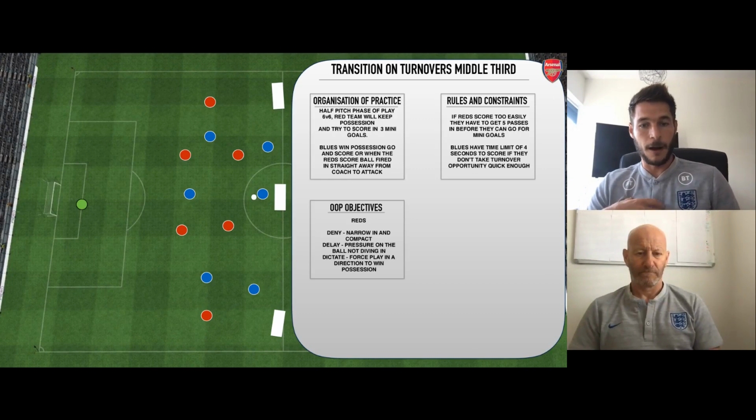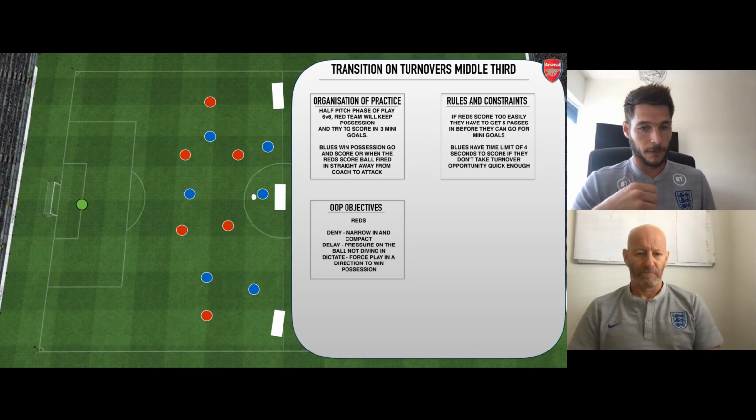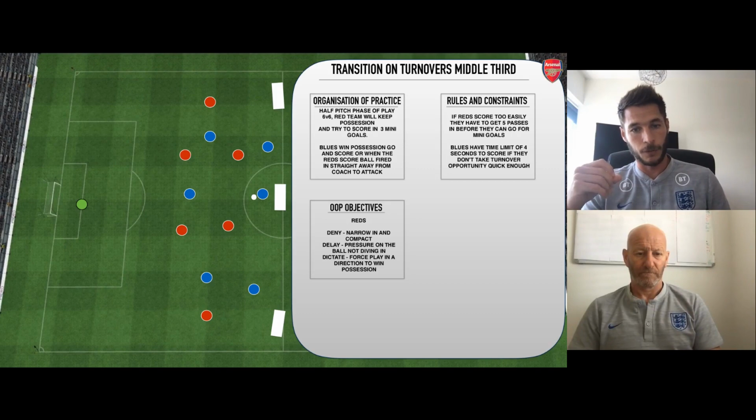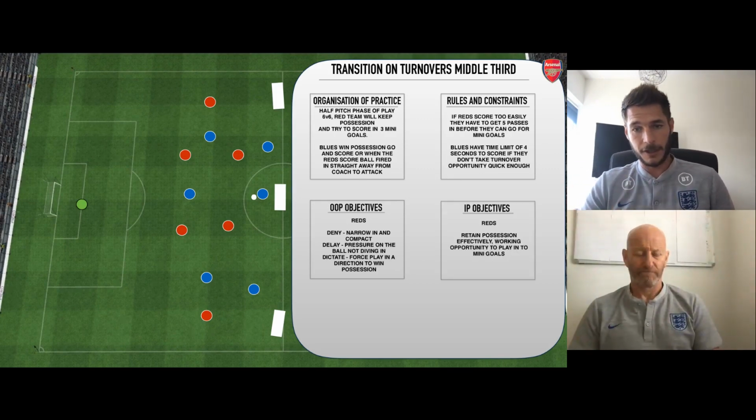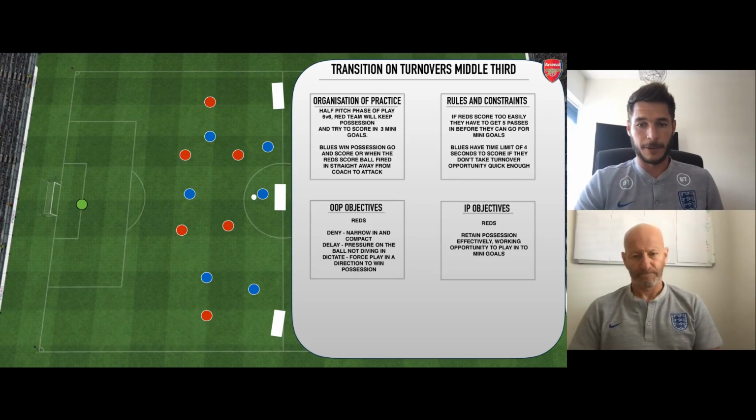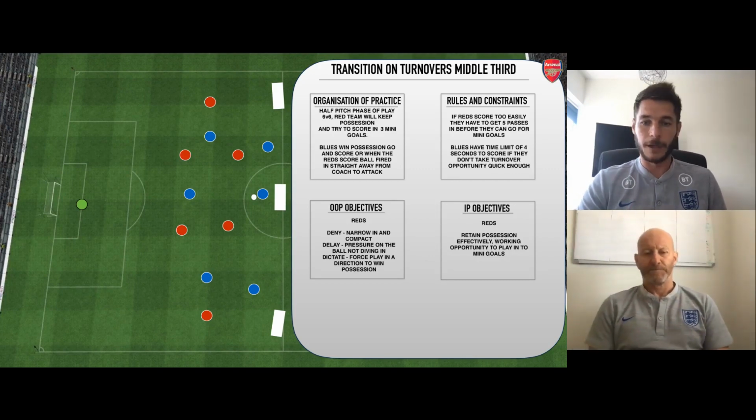Then we're looking at the out of possession objectives. So for the Reds, we'll look at the minute the ball's turned over, we may be wide and expansive. So we're looking at deny, narrowing and compacting from a back 4 unit and the midfield 2. We're looking at delay, pressure on the ball, not diving in early. And then we're looking to dictate, force play in a direction where we think we can win possession. In possession objectives for the Reds: retain possession effectively, working your opportunity to play into the mini goals.